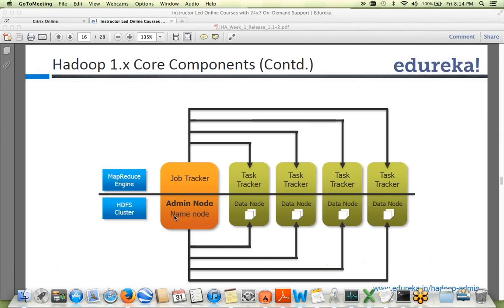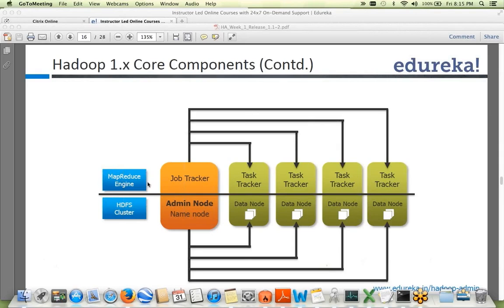HDFS cluster is that whenever you try to save a file, it will go to name node, and name node will divide it into blocks, and it will say that first data node will have first block, second data node will have second block, third will have third block, fourth will have fourth block, and it will make this entry in its metadata that this file is comprised of 4 blocks, and these 4 different blocks are living on these 4 different data nodes.